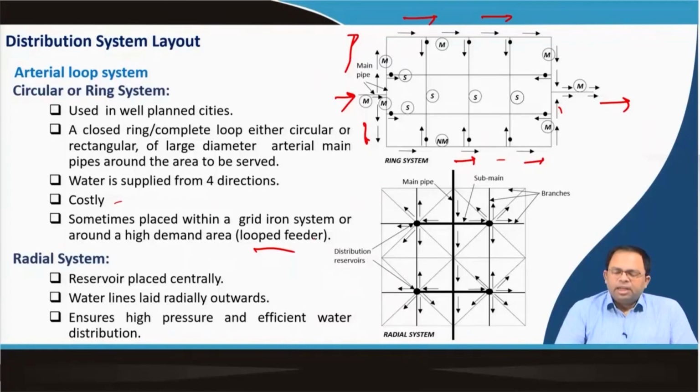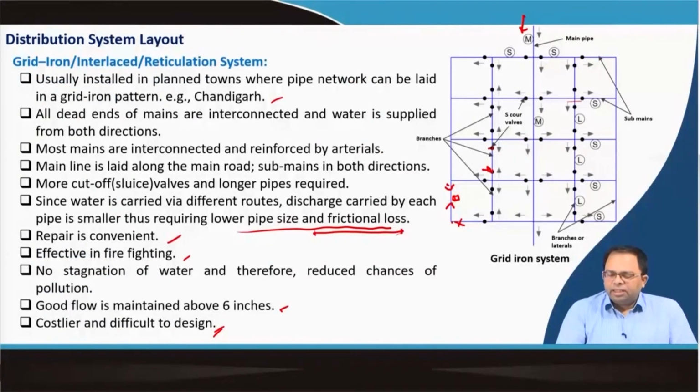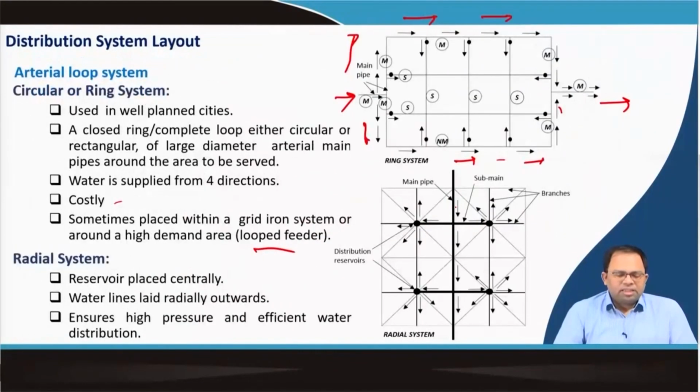So, that means within a grid iron system, if I just go back, we can see that within this particular area, I can design a system which follows that loop system. So, in this way we can also design that. A certain section of a grid iron system could be designed in this particular way.